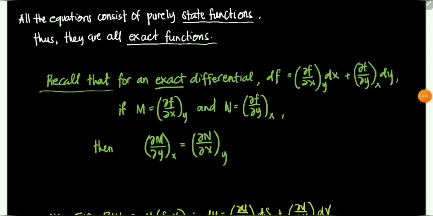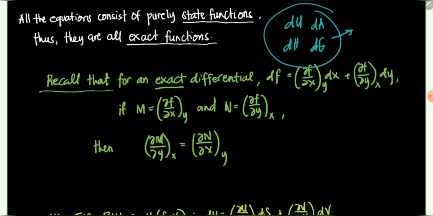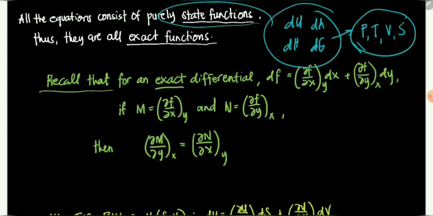Okay? So now we have derived the four fundamental thermodynamic equations, dU, dH, dA, and dG. We expressed them in terms of P, T, V, and S. Since we know that P, T, V, and S are state variables, therefore dU, dH, dA, and dG are state functions. And if they are state functions, it follows that they are exact functions. So, talking about exact functions, we need to recall a certain property. This is an important property.